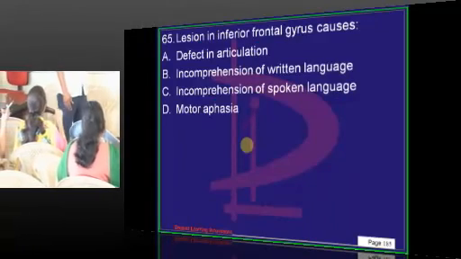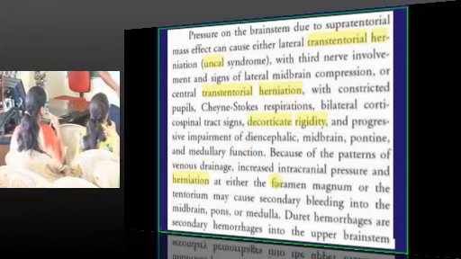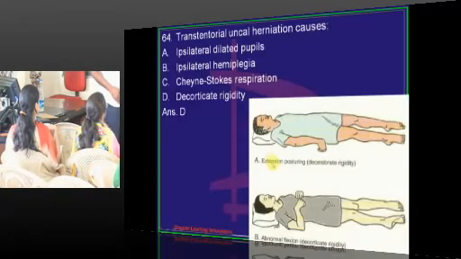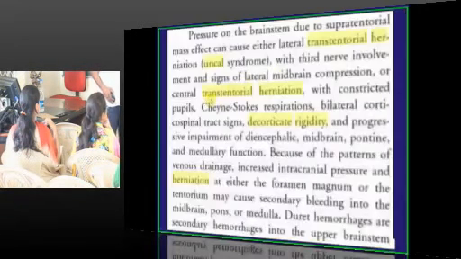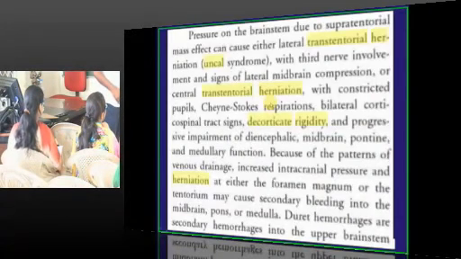Sir, here Cheyne-Stokes breathing is also given. What was given? Cheyne-Stokes respiration is also given. Oh, then C should also be included in that case. C should also be included. Okay.